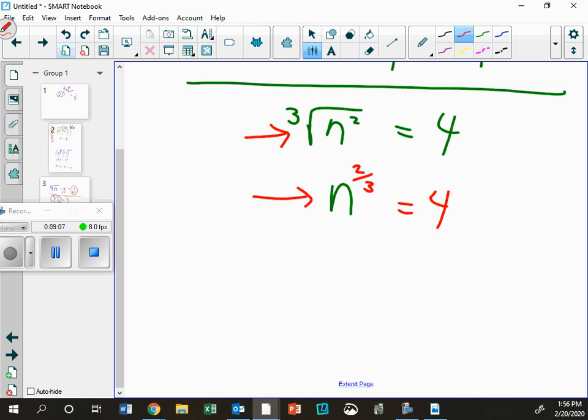Okay. So now some kids would say, times both sides by 3. Nope. Put both sides to, and be careful. What do you think we're going to put both sides to? Not just the third. 3 halves. 3 over 2. Yes. Now, finish off your answer. I'm going to pause for a second. Think about this.